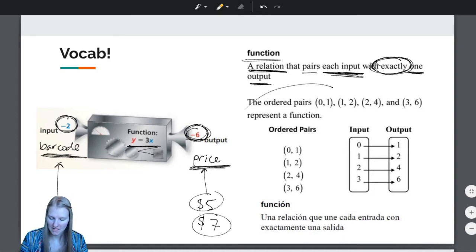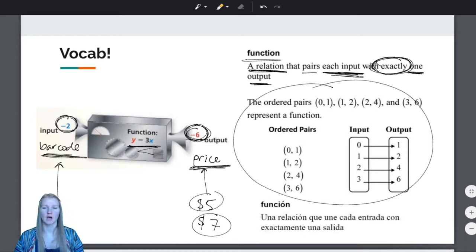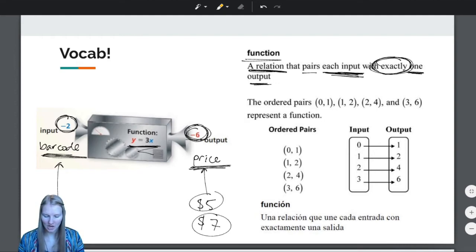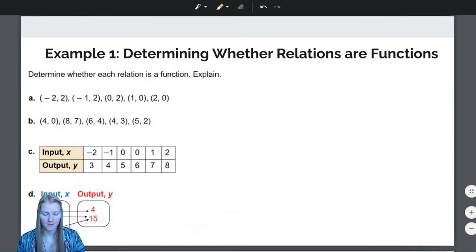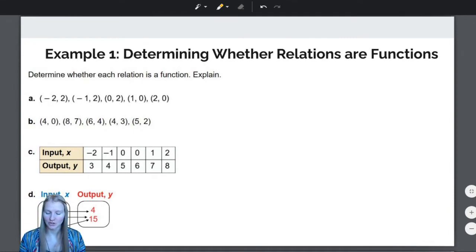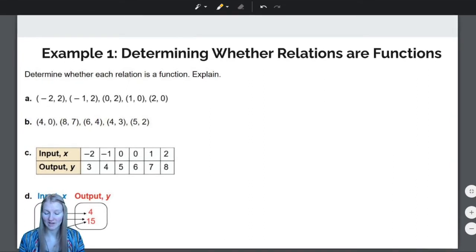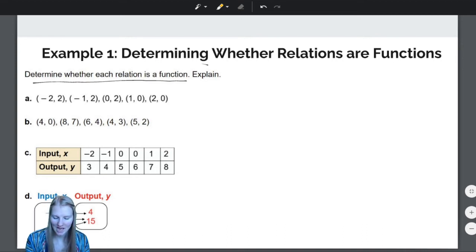Okay, now these are some examples of a function, but those might not make a whole lot of sense now, and that's okay. We're going to talk about those in our first example. Determining whether relations are functions. Determine whether each relation is a function and explain.